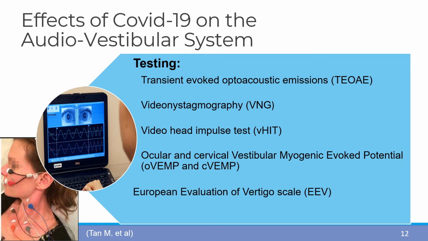Found that patients within the post-COVID conditions group demonstrated decreased high-frequency hearing, a difference in VNG values, asymmetric OVEMP and CVEMP findings, and low gain in VHIT. This overall demonstrated abnormalities in peripheral systems and did not demonstrate significant differences in central testing.